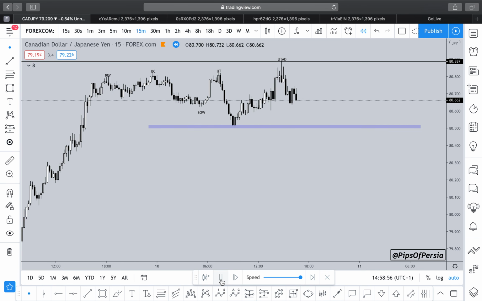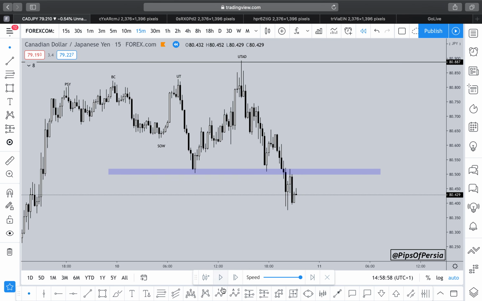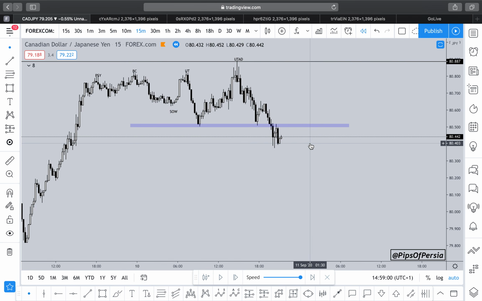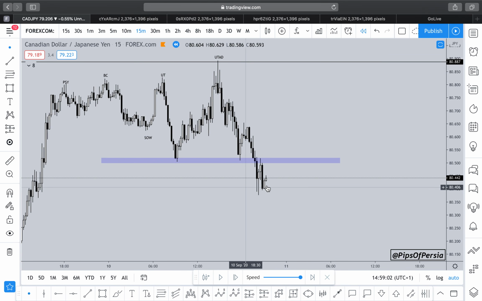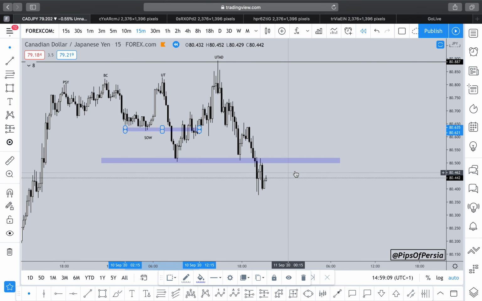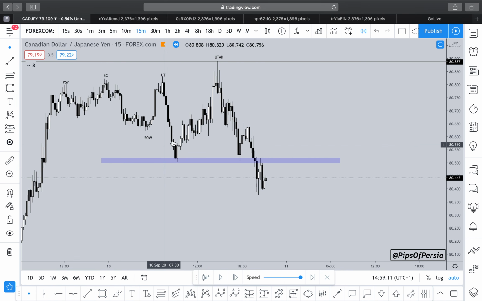So we have patience, we wait. Now this is the break of this structure to the downside. And I want you to look at the difference between this break of structure here and what took place at this level, and how much more the market spent time on the other side of this level versus over there.